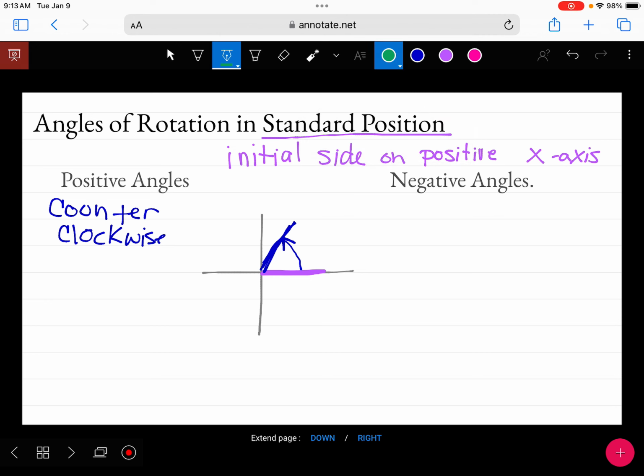Negative angles, if positive angles go counterclockwise, negative angles go clockwise. That is based on analog clocks. From initial side to terminal side. So if we had like negative 60 degrees, it would go down this direction. This would be a negative angle.